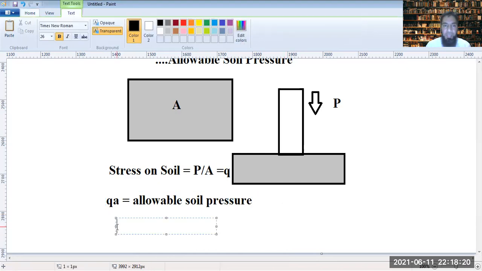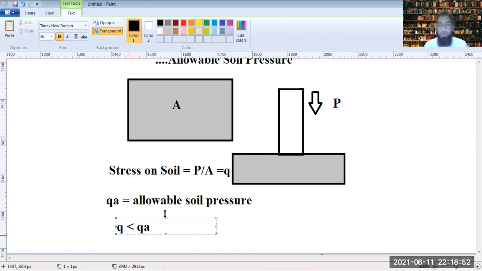Thereby, what does this mean? Our Q should not be greater than QA, so it should be less than QA for the safety of the structure and the foundation, such that the soil does not fail, and thereby the structure does not fail. So we limit the stress on the soil Q to less than the allowable soil pressure.